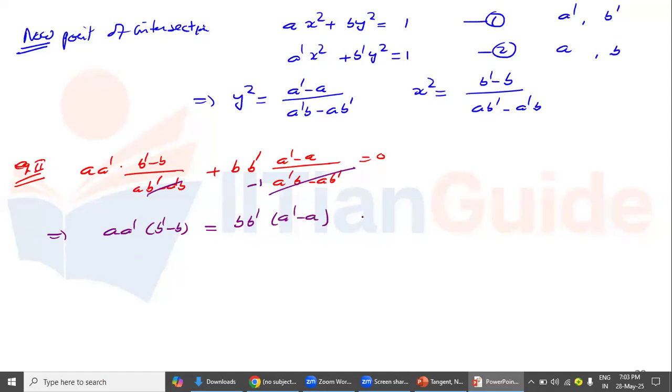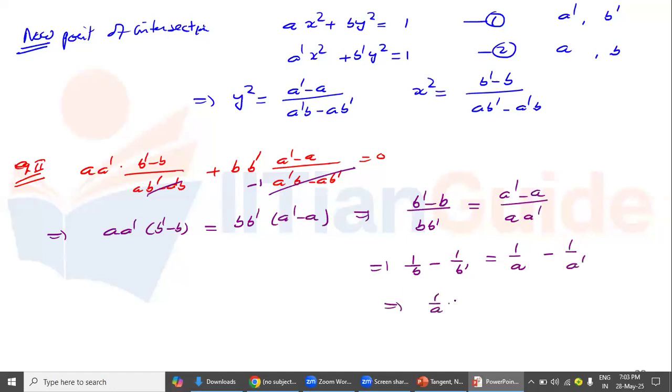Okay. Now just rearrange the terms. Transfer bb dash to the left side. I am getting b dash minus b divided by bb dash. Transfer a dash to the right side, a dash minus a divided by a dash. Okay. If I simplify this, I will split it in two parts. I am getting 1 by b minus 1 by b dash is equal to 1 by a minus, a will get cancelled, 1 upon a dash. So finally, I have got 1 by a minus 1 by b is equal to 1 by a dash minus 1 by b dash, and that we had to prove.